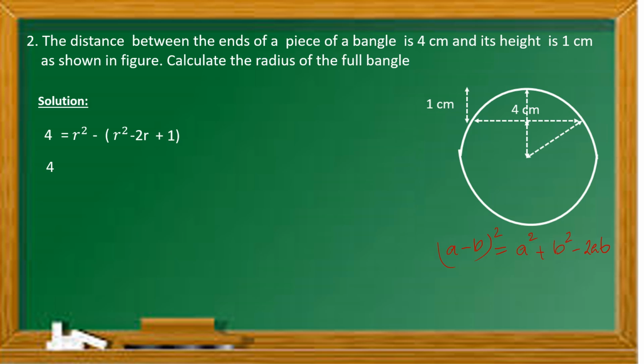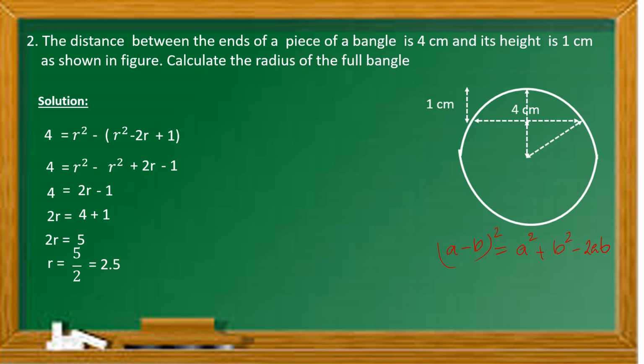That is 4 equals, opening the bracket, r square minus r square plus 2r minus 1. So the next step will be, yes, 4 equals, r square and r square get cancelled. Remaining is 2r minus 1. That is 2r will be, yes, 4 plus 1. So 2r will be 5. So what about r? Correct, 5 by 2. That is 2.5, isn't it?